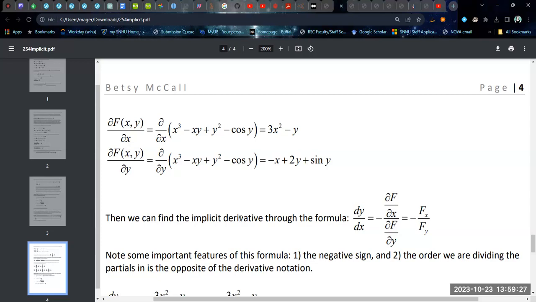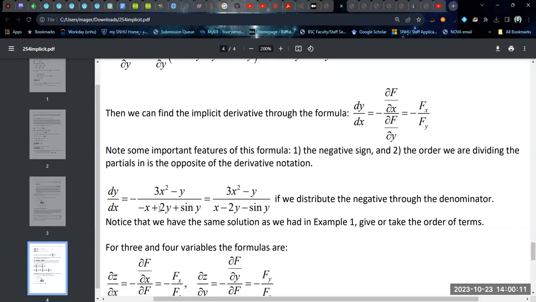Then the implicit derivative, dy dx, is equivalent to the negative of the partial derivative for x divided by the partial derivative for y. Now, it's important to make a very clear note here. If you're doing dy over dx, you actually need the partial for x on top and the partial for y on the bottom. The order of division with the partials is the reverse of what it was in the dy dx notation. So just be aware of that. Plus, there's this negative sign. So the alternative notation is f sub x over f sub y, and again, flip the sign.